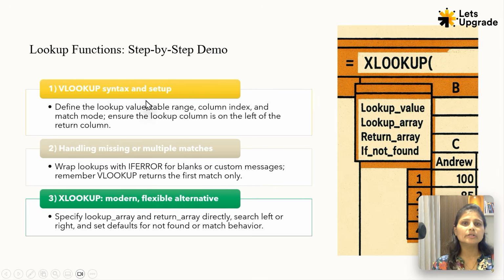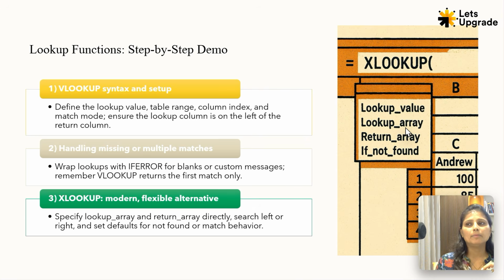If I talk about VLOOKUP syntax, it will ask you for four arguments. The first one will be your lookup value. That means what are you searching? Your next argument will be your lookup array. That means where are you searching for that value? In which table are you searching for that? The third argument will be your column index number, whose details you want to fetch. And then finally the match mode, whether you want to go for an exact value or an approximate match.